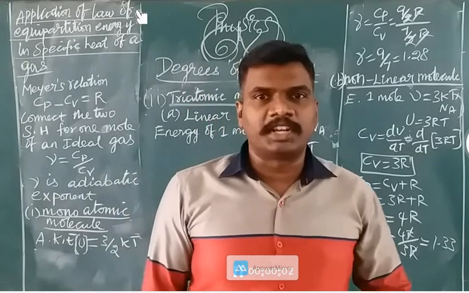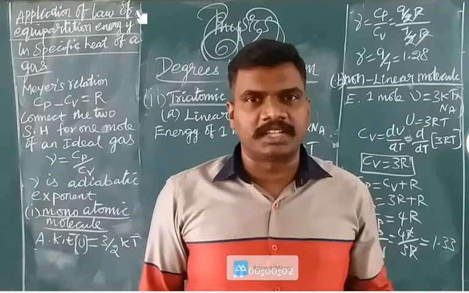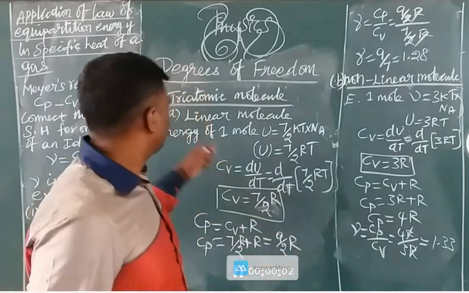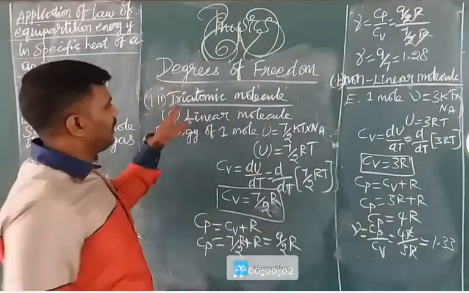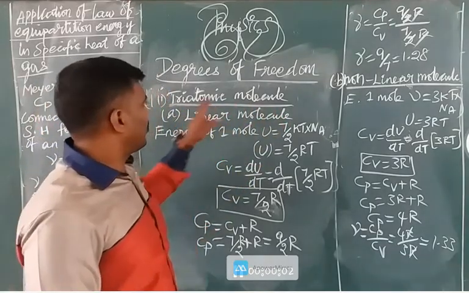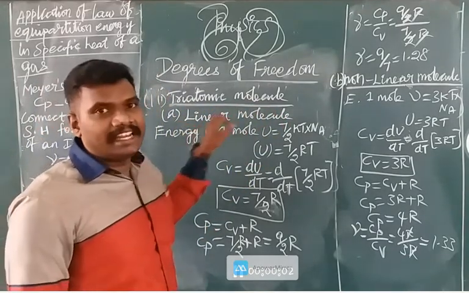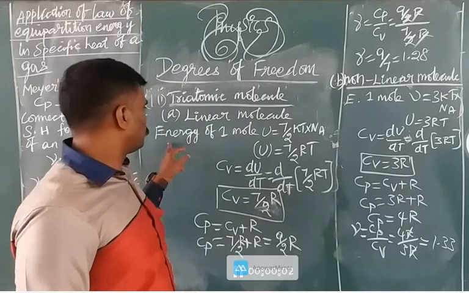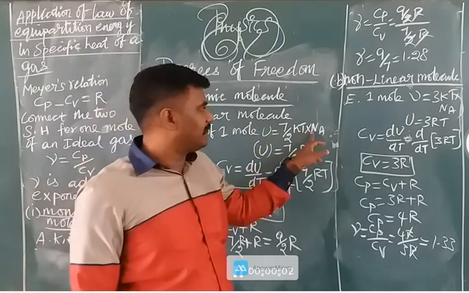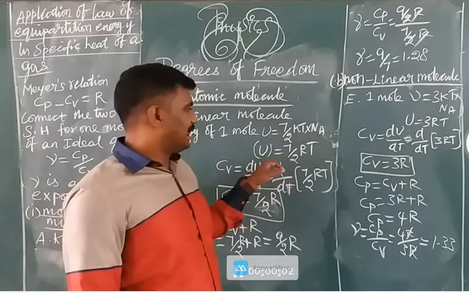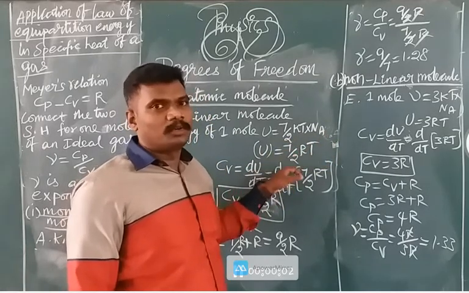So this is the continuation of the last video's derivation. The next step, the third one, is triatomic molecules. First case: linear molecules. The energy of 1 mole, U, is equal to 7 by 2 kT into Na. So the energy U is equal to 7 by 2 RT.